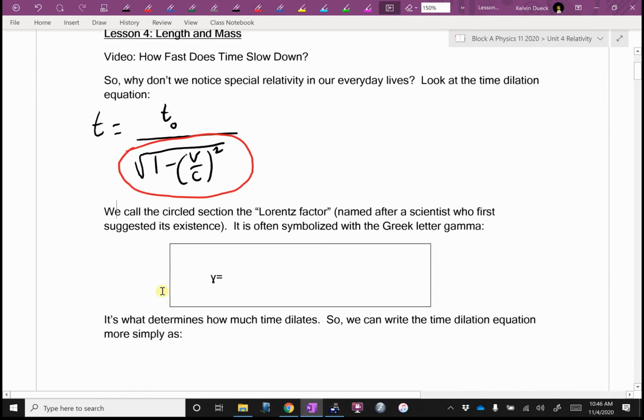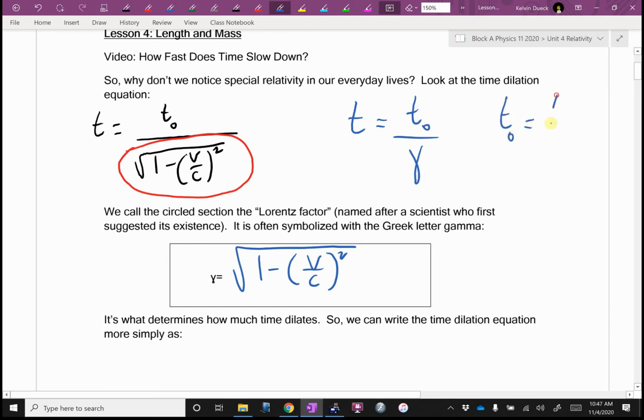So we've named that factor after him. It's often symbolized with the Greek letter gamma, which sort of looks like a skinny fish doing a headstand. So the Lorentz factor, the gamma factor, is the square root of 1 minus (V over C) all squared. And this gives us a nice abbreviation. From now on, I'll probably write this equation as T equals T0 over that, and I'll write T0 equals T times that, because it's a lot less writing and it's a handy abbreviation.